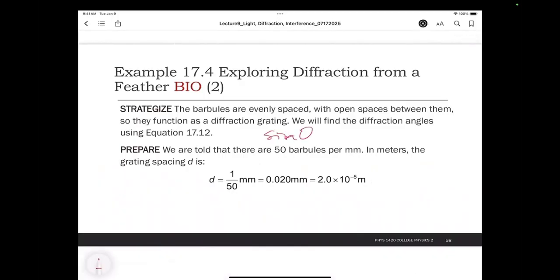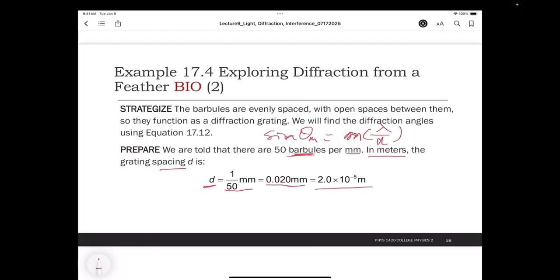Sin theta m equals m lambda over d. We are told that there are 15 lines per millimeter, which means the grating spacing d is 1 divided by 15 millimeters, about 0.020 millimeters, and then we change the unit to meters. This is the distance between the two slits.